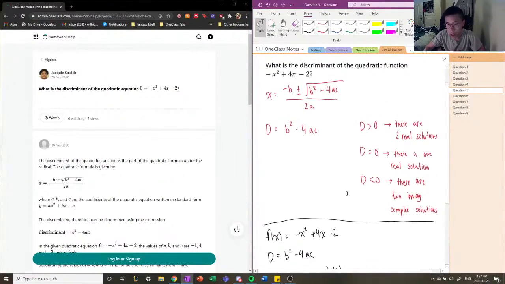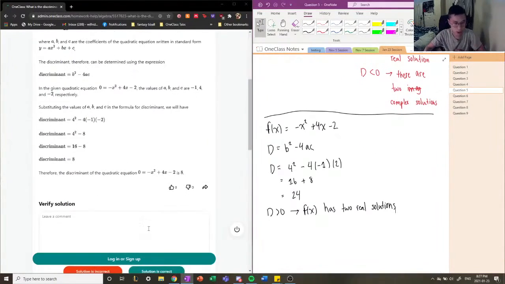Okay, so that's another way that you guys can think about the discriminant and how it relates to the quadratic function zeros and how it relates to the quadratic formula. But other than that, the solution is correct, and we can move on.